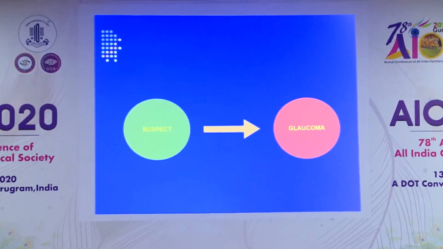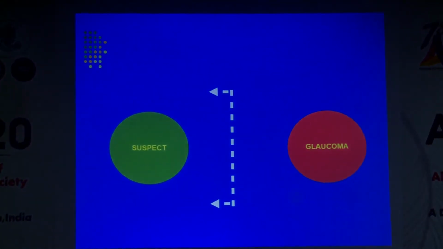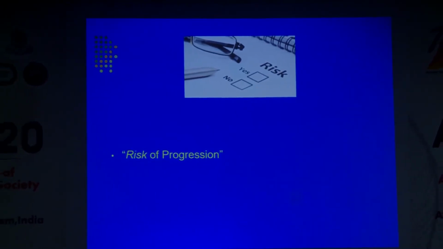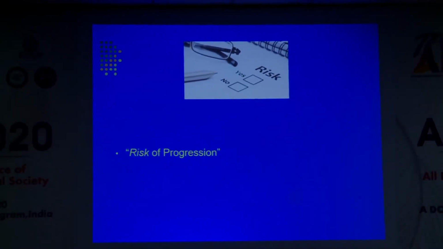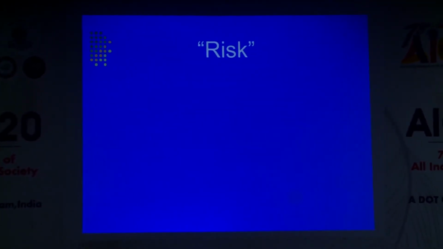So I'll be talking about managing a glaucoma suspect as an evidence-based algorithm. We know some of these suspects may progress to glaucoma, but right now we are only concerned about whether we need to treat these suspects at any stage. What defines the treatment of these suspects is the risk of progression. We need to know whether there is a risk of progression for that suspect. Now, risk can be quantified.